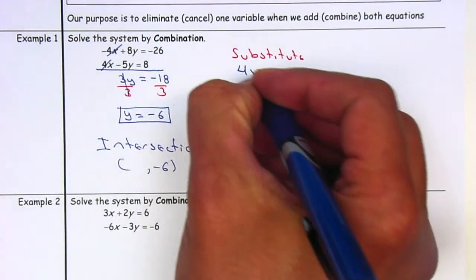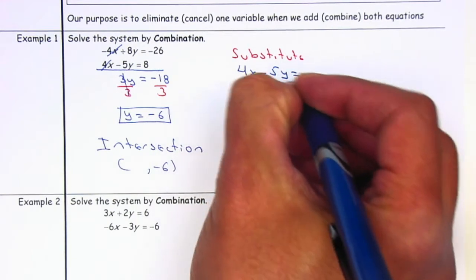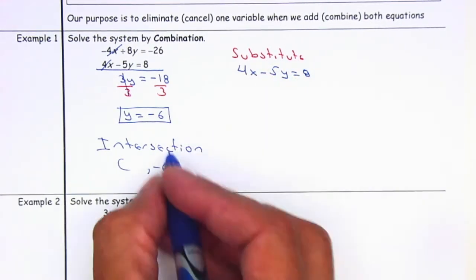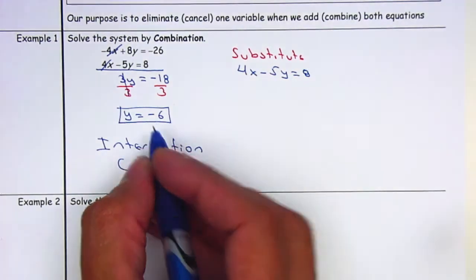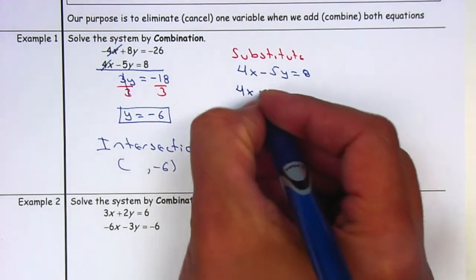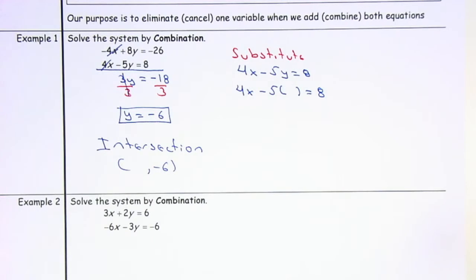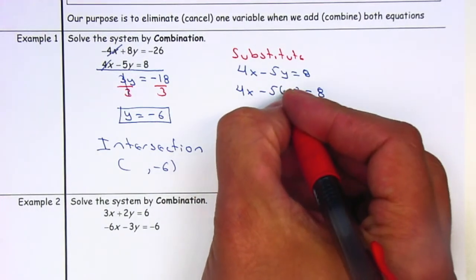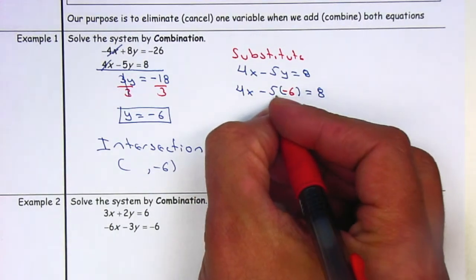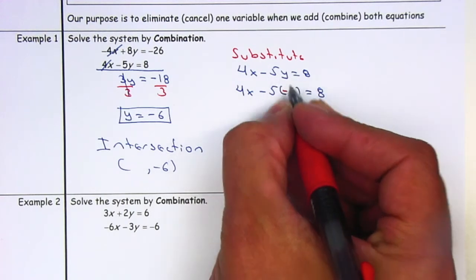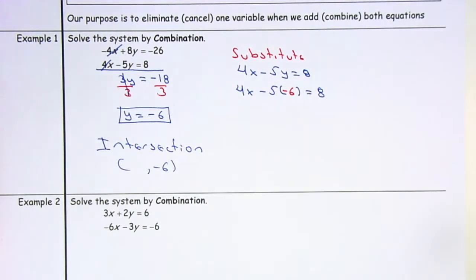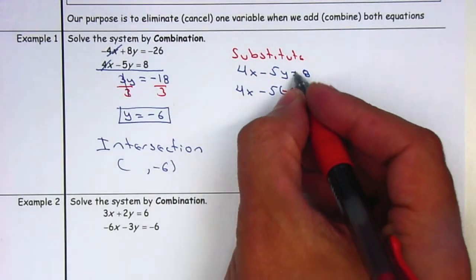That'll be 4x minus 5y is equal to 8. But instead of the y, I'm going to replace it with a negative 6. Notice that there's no more y here. The y got replaced. Now I'm going to simplify and solve for x.